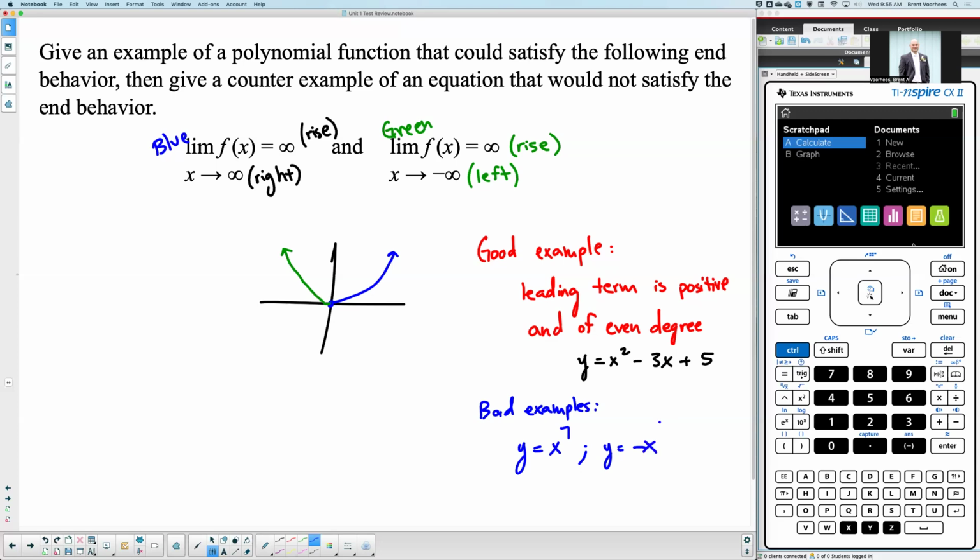How about negative x to the 6th? Something like that. That would not work. Why not? What would the negative do? It would flip this graph upside down. Does that make sense? You're going to need it. As long as you know those rules, you can put it together.